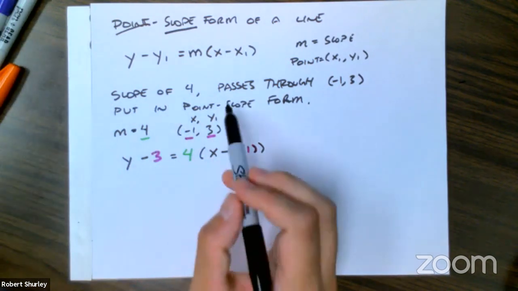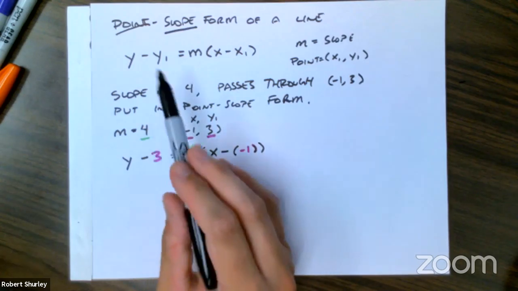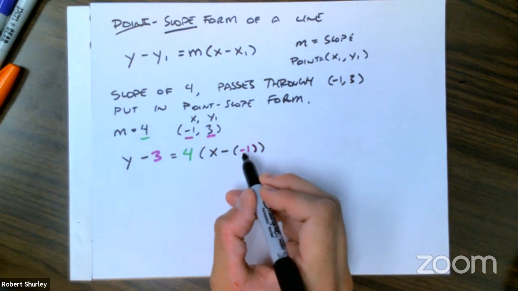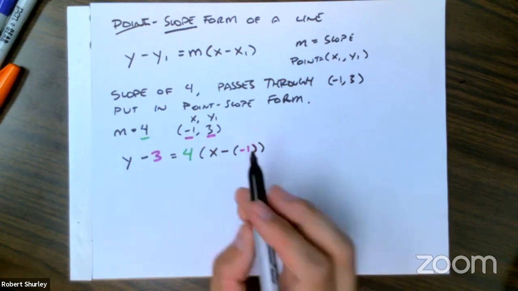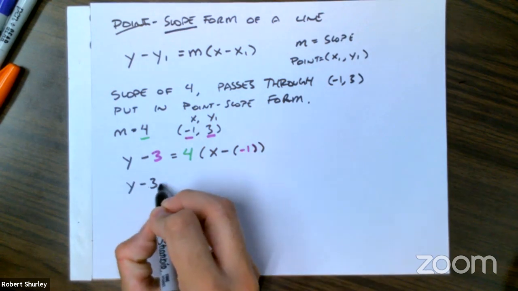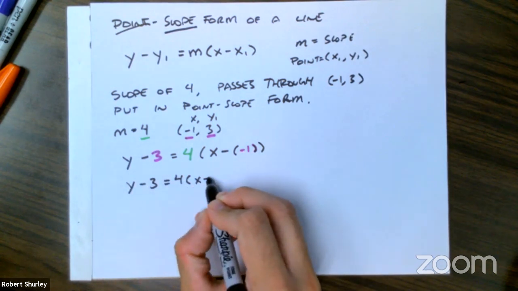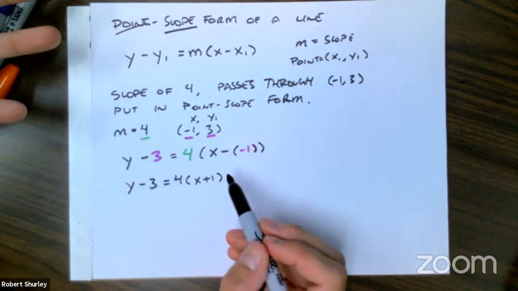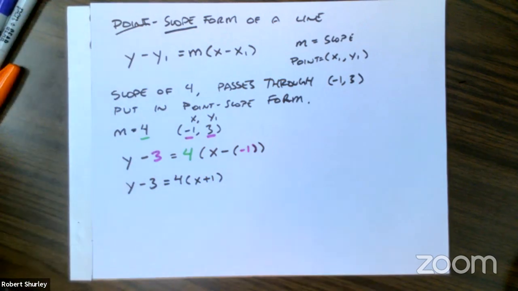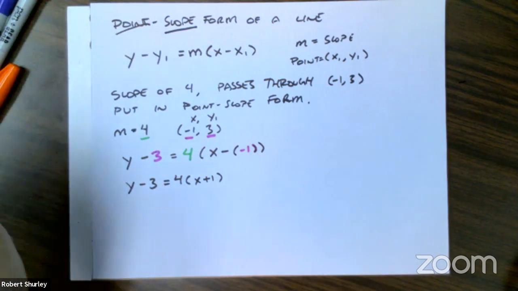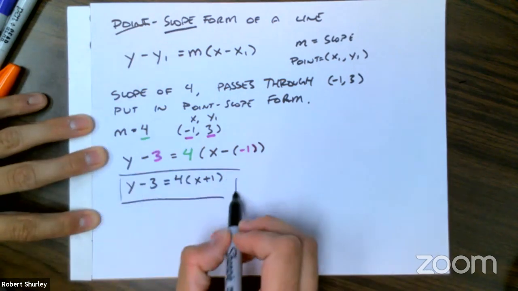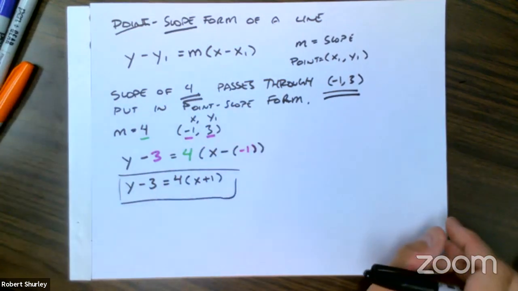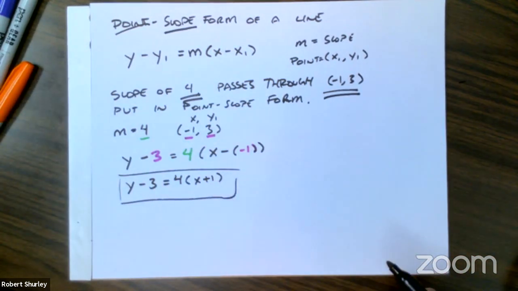So it's y minus 3, because that's my y1, equals m, which is my slope 4, times x minus a -1. Now look, if you've got minus a negative, that means plus, right, in math. So I'm going to rewrite this as y minus 3 equals 4 times x plus 1. So this would be the equation. This is another equation for this line, right? There's y equals mx plus b, which is great. And you can also write it in point slope form if you know a point and the slope. If you know a point and the slope, you can get it into this form.